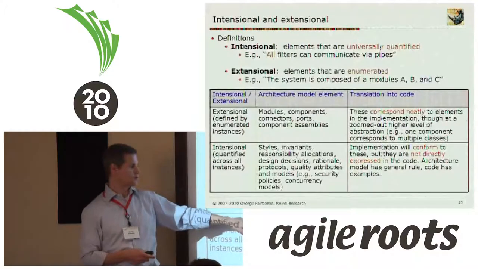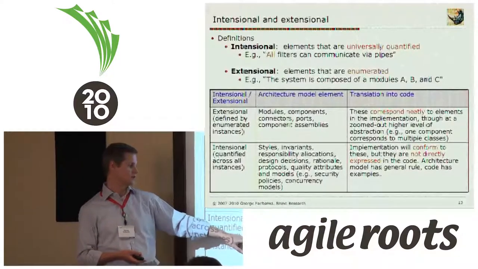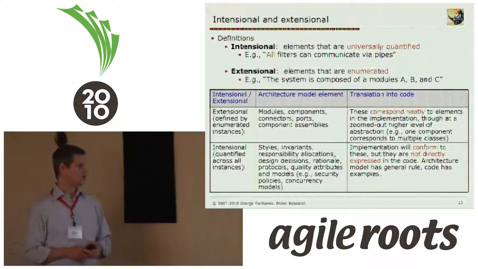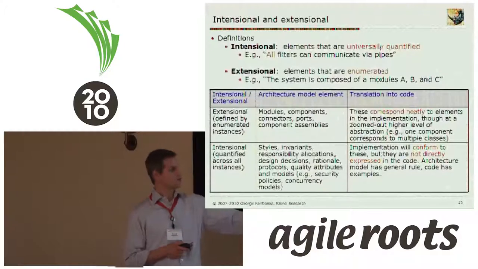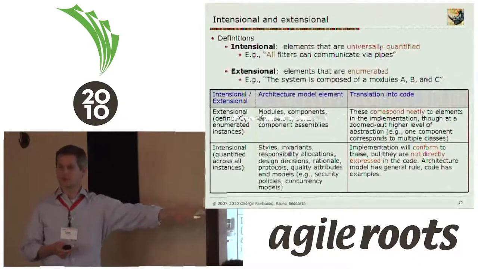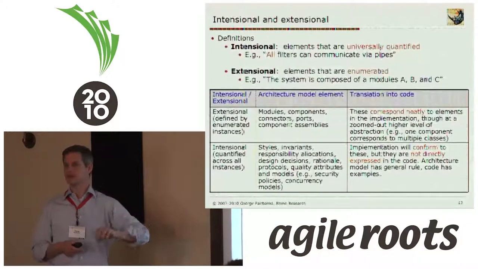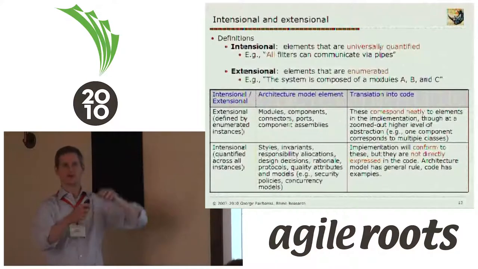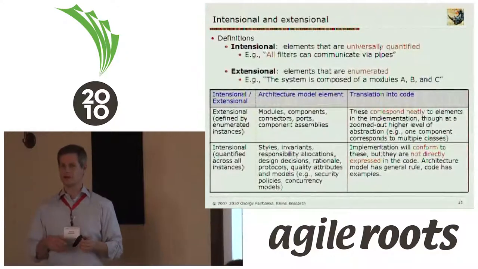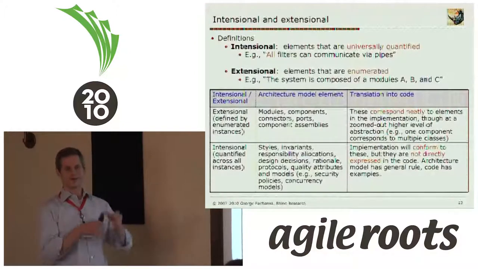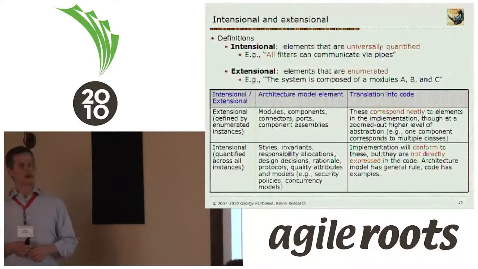These include styles, which are sort of like architectural patterns, invariants, responsibility allocations, design decisions, rationales, protocols, quality attributes like must be fast, and models. You're going to have your code conform to those, like you were talking about with the tests, but you can't generally express them directly in the code. You can't say this line of code executes within 40 milliseconds, otherwise it causes the display to go goofy. You can't say that. You just have to make your code respect it. Okay, so that's the problem.